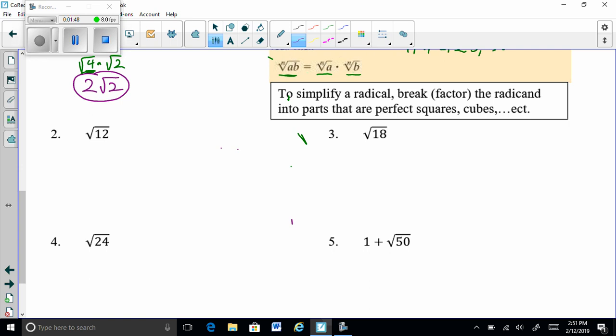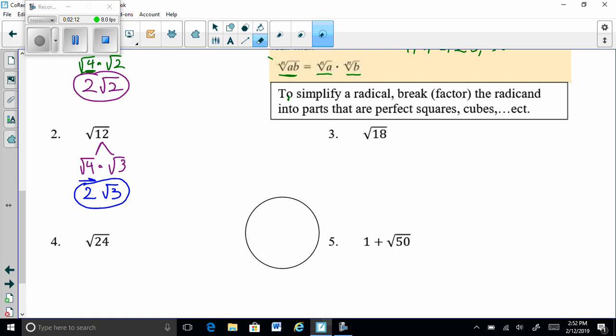So if you look right here, we look at 12, and you can see that 4 divides into it. So we're going to break this up into the square root of 4 times the square root of 3. And then the square root of 4, we can go ahead and take that. That's going to be a 2. So 2, and then square root of 3 is left behind. And so there you go.